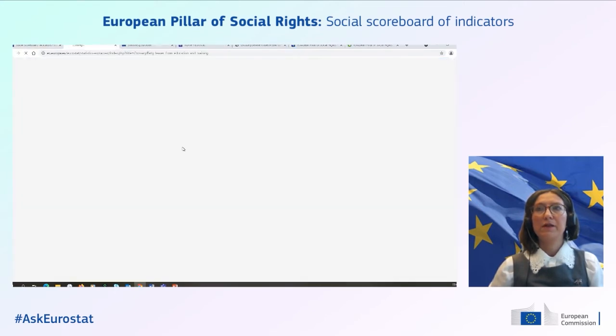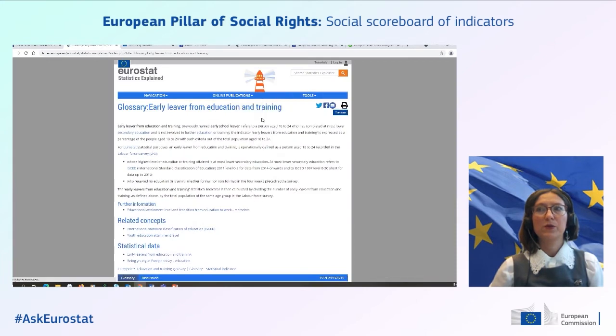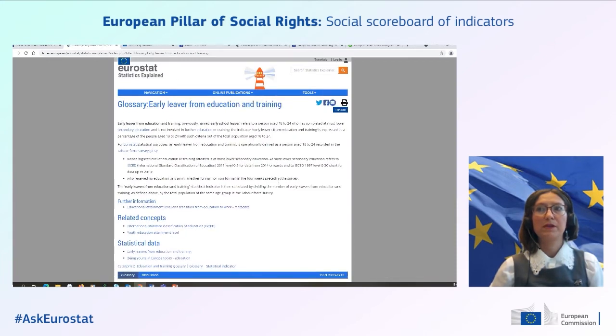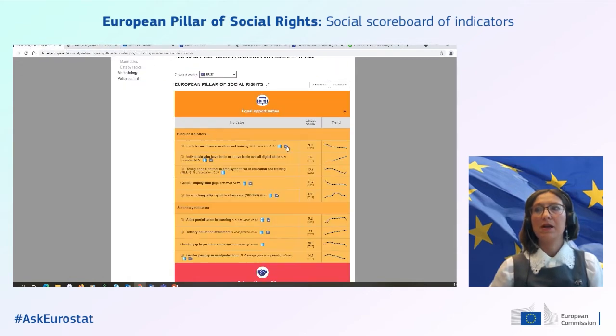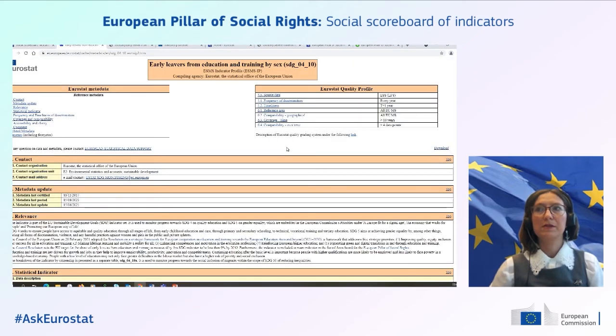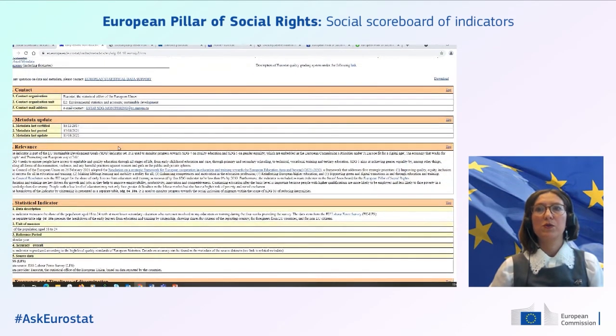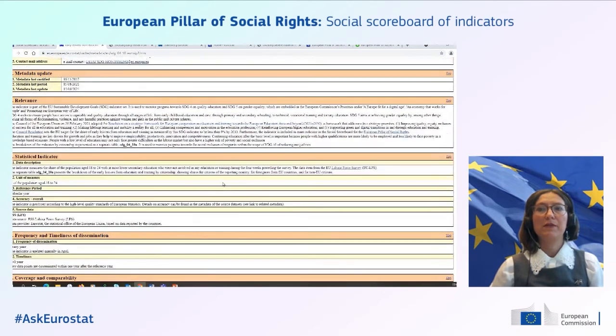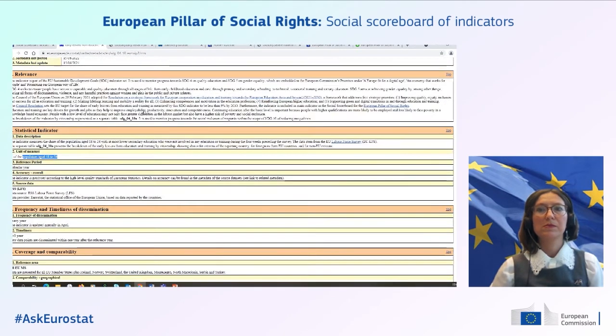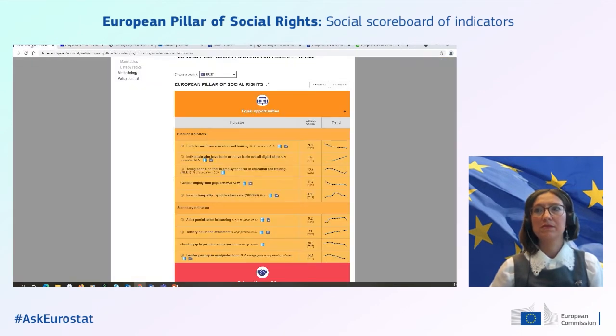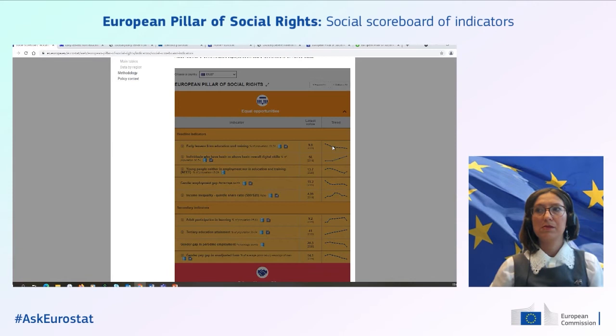There is an info button. So here you have information about the indicator. And also for some indicators, this comes also in the form of a metadata file. So here as well, you have the definition of the indicator, the population it refers to, frequency and timeliness of dissemination, a lot of information. There is also a trend graph with the data.